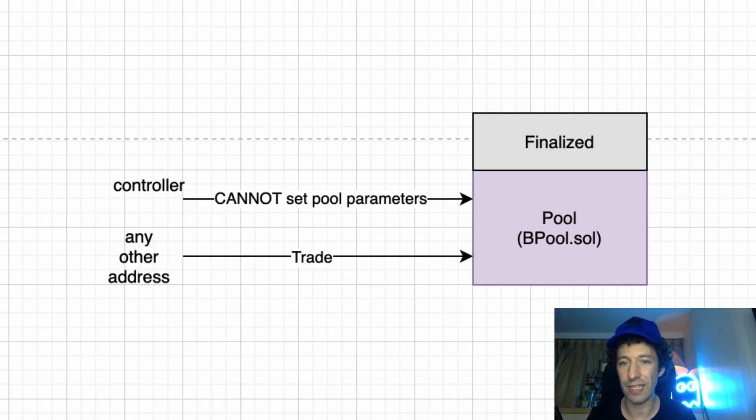Another possibility is to set the state of the pool to finalized. After you do this, it's not possible anymore to change the parameters of the pool, and any address is able to trade with the pool. It becomes a public pool.